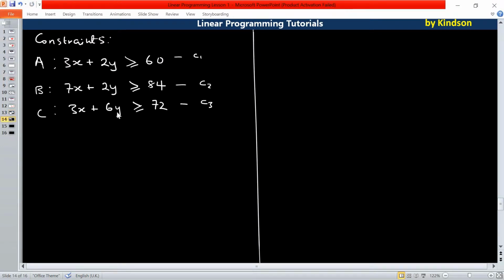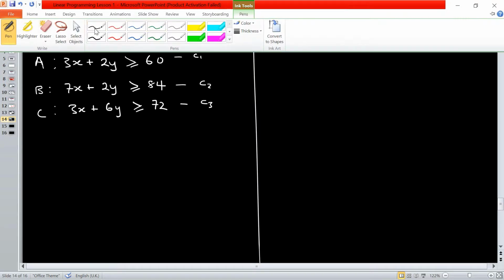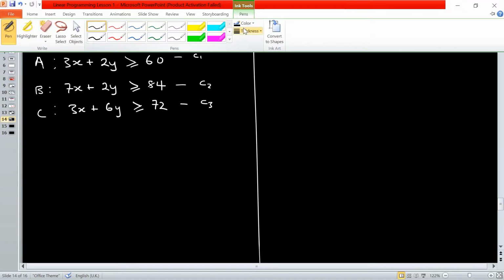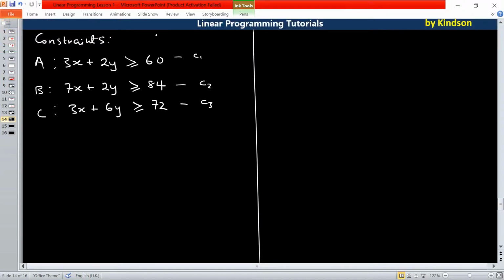All right, so these are the constraints, and we want to plot a graph corresponding to the constraints. Remember that we also have one constraint called the non-negativity constraint. It says x and y should be greater than or equal to 0, and let's call it C4.